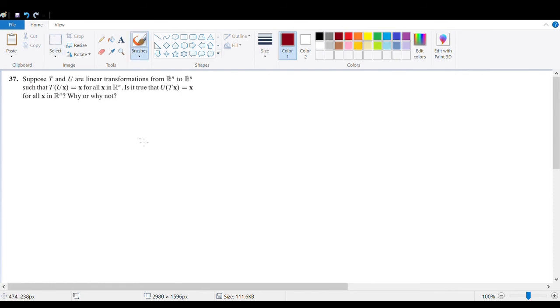In 37, suppose T and U are linear transformations from Rn to Rn, such that T(U(x)) is equal to x for all x in Rn. Is it true that U(T(x)) is equal to x for all x in Rn? Why or why not? So now let us assume that A and B be the standard matrices of T and U respectively.